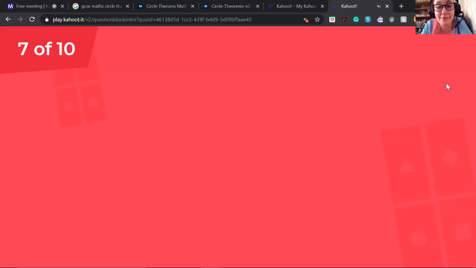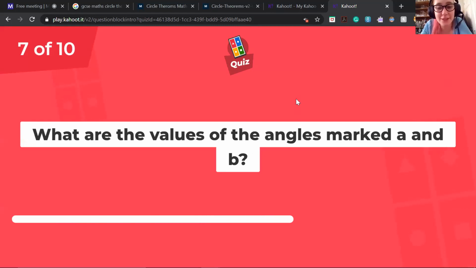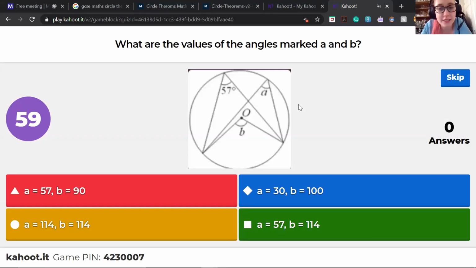So what are the values of the angles marked A and B? Again, we've got two more to find in here.